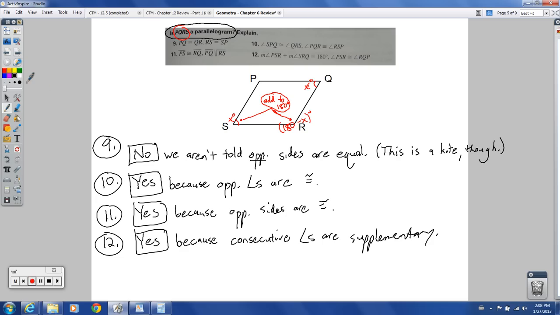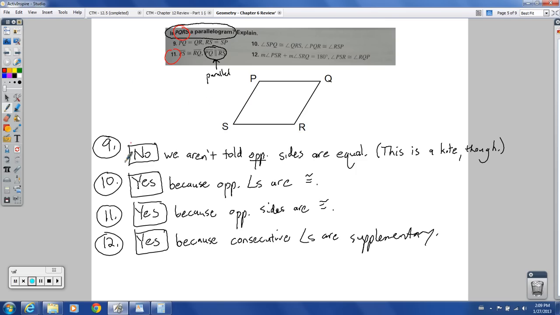Let's check out the next. And hold on there, hold the phone a second. I went too fast for number 11. So hopefully, if you watched number 11, you caught my mistake. Look here, this went too fast. That means parallel right there. And so this one's actually a little more complex than what I was thinking earlier. So PS is congruent to RQ for number 11.